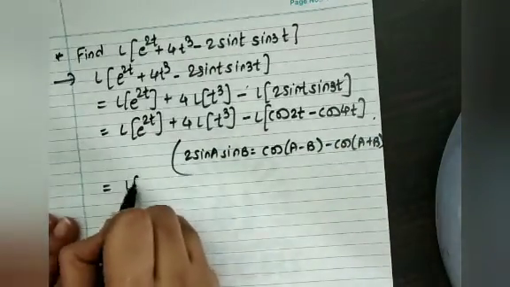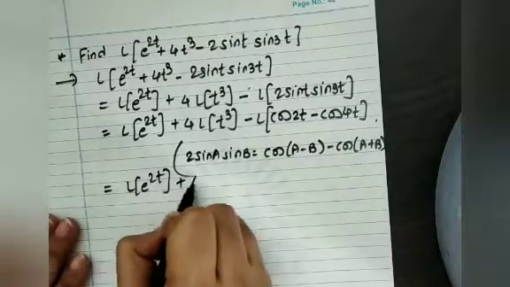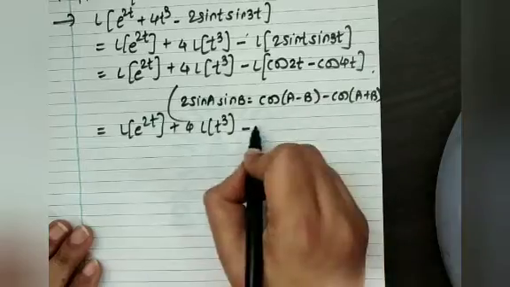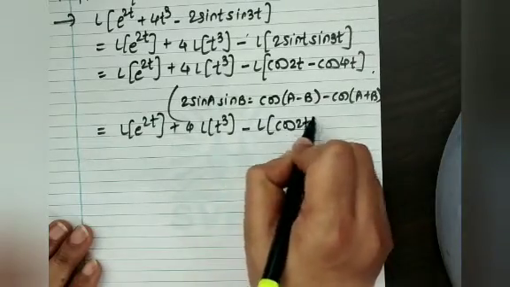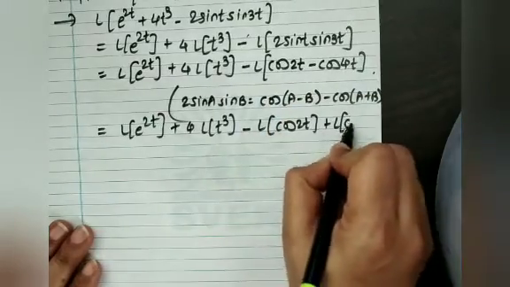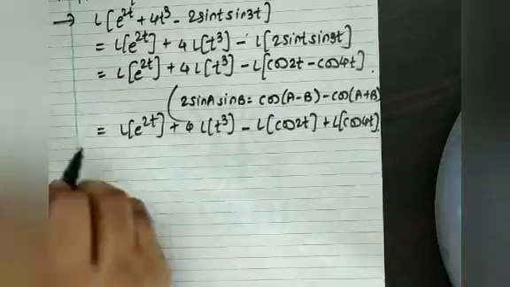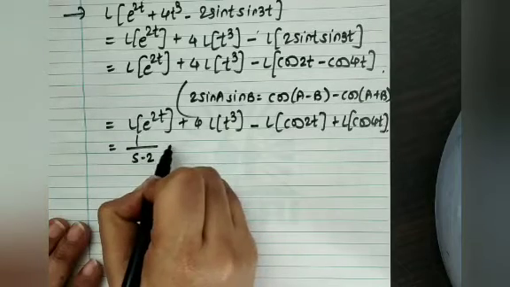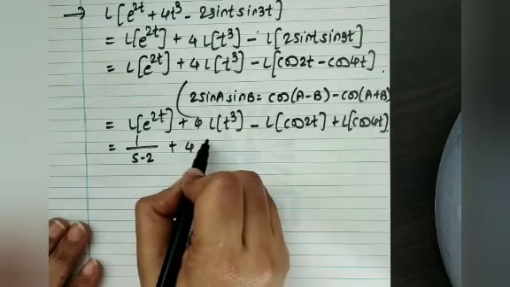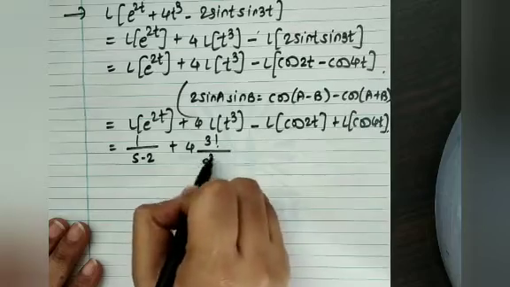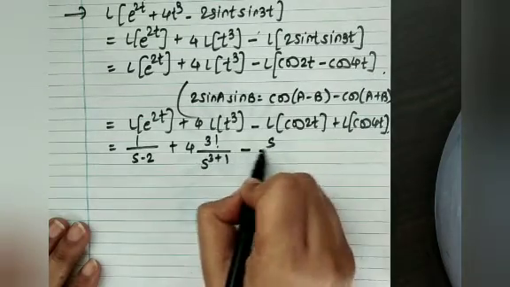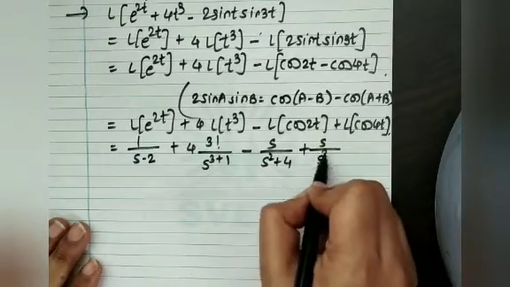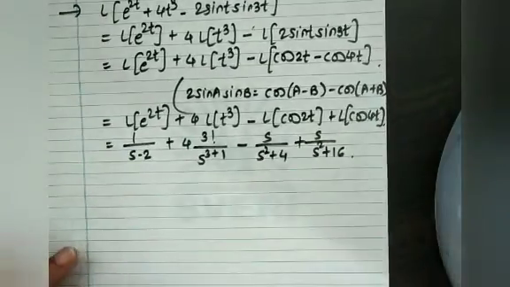Now it is equal to Laplace of e raised to 2t plus 4 Laplace of t cube minus, now we can separate, Laplace of cos 2t, minus minus plus Laplace of cos 4t. That is equal to, now we can apply the formula: 1 upon s minus 2 plus 4 into 3 factorial upon s raised to 3 plus 1 minus s upon s square plus 4 plus s upon s square plus 4 square, that is 16. This is the answer.